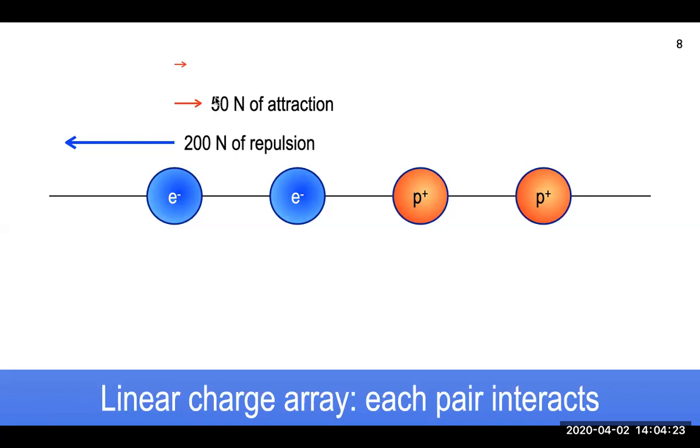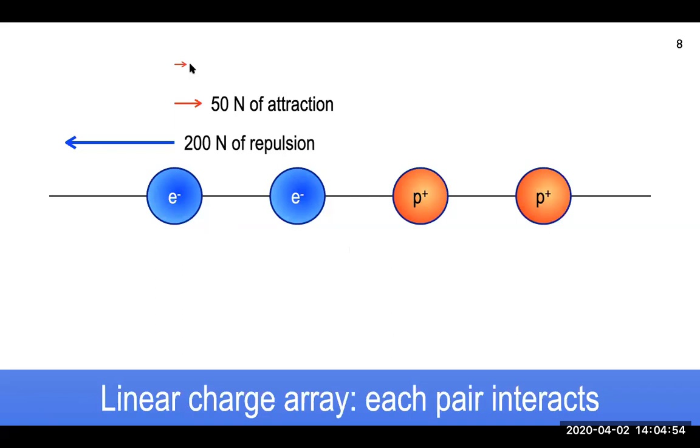So the size of this force is controlled by the distance from your target particle. Our target particle is over here on the left, and the nearest neighbor is 1 unit of distance. The second neighbor, this proton, is another unit of distance, so it's twice the distance. And so it's 1/4 of the attractive force of the nearest neighbor. So 1/4 of 200 is 50 newtons. It's an attraction, so it's to the right.